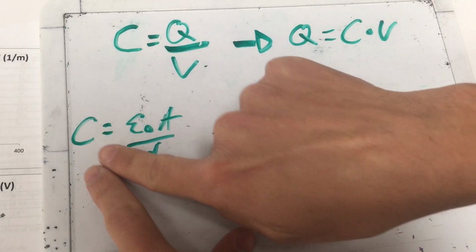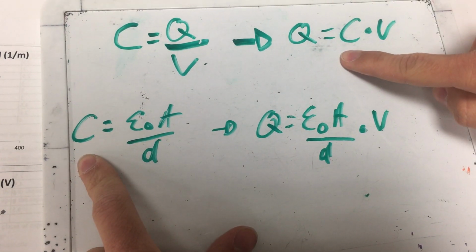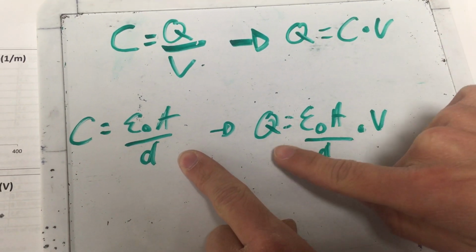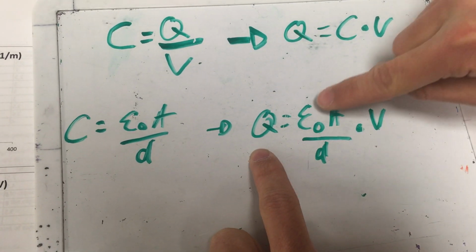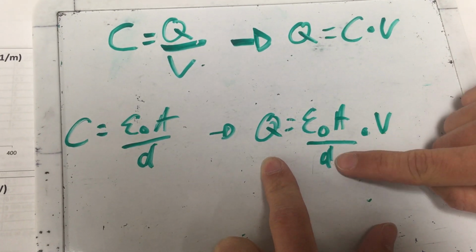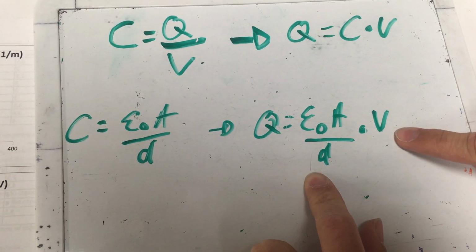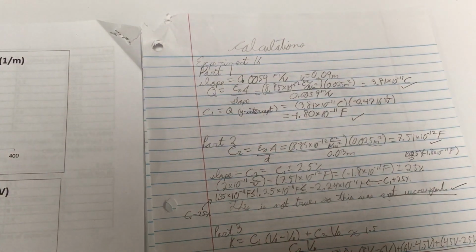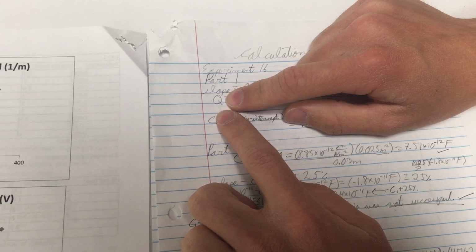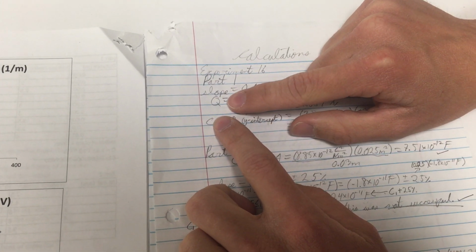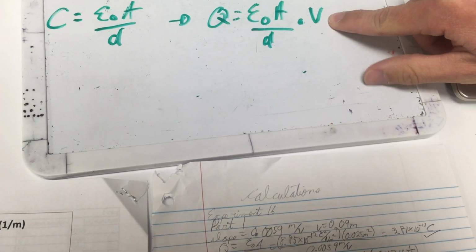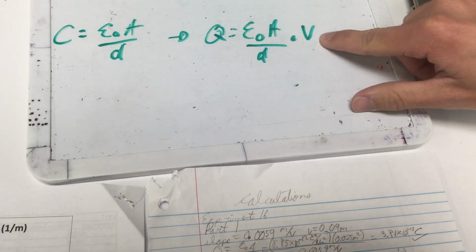And then if you take this and plug it into this equation, then you can replace C with that to say that the charge is equal to permittivity of free space times the area of the two parallel plate capacitors divided by the distance between them multiplied by voltage. So then going back to the calculations, if you want to find the charge according to the same thing we just did, we were dealing with distance and voltage. This is meters and this is volts.